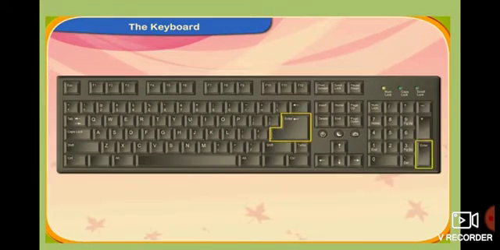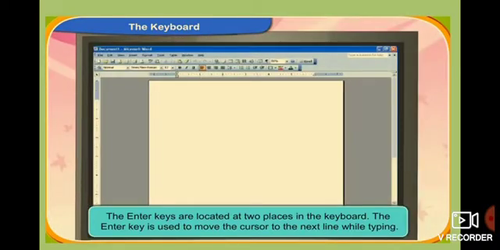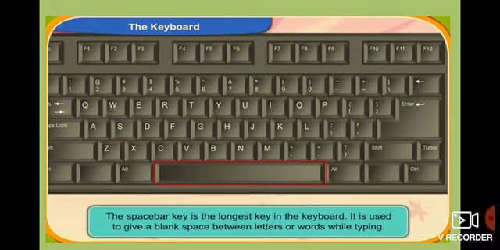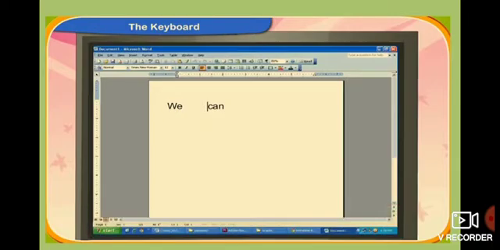What are these two big keys which have enter written on them? They are the enter keys. They are located at two places on the keyboard. The enter key is used to move the cursor to the next line while typing. Which is the long key at the bottom of the keyboard? That is the spacebar key. It is the longest key on the keyboard. It is used to give a blank space between letters or words while typing.